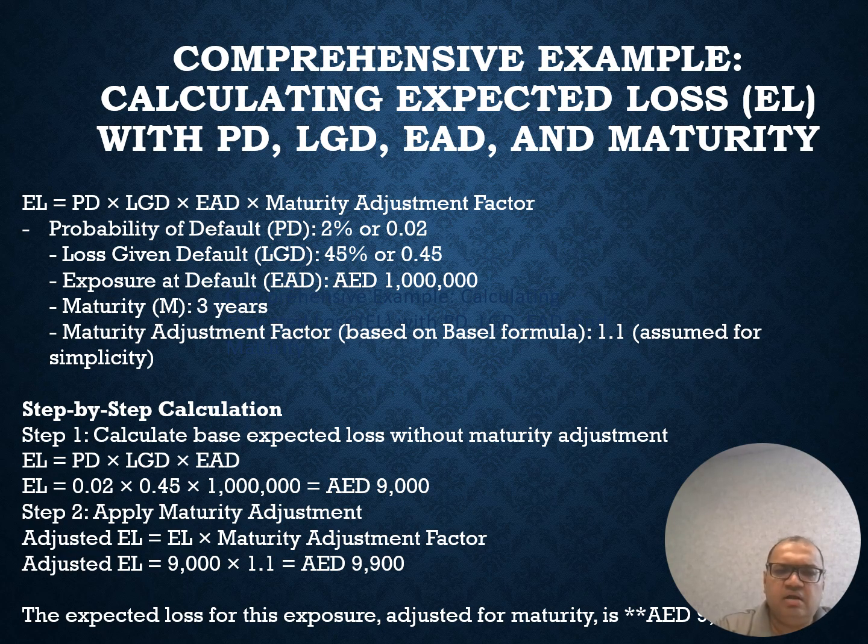As I said, the economic loss is a simple calculation: PD times LGD times EAD. Probability of default is, as we mentioned, 2%, so 0.02. LGD is 45%, so 0.45, and exposure at default is 1 million, so the total comes to 9k. Then apply the maturity adjustment, since 9k is the first year, and ask what happens in the second year. So 9k times 1.1 is 9,900, which is the expected loss for this customer.